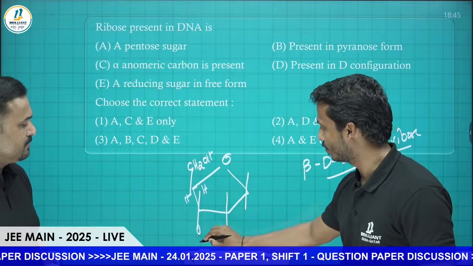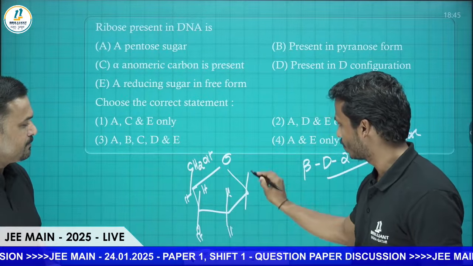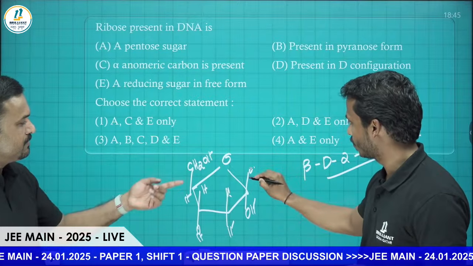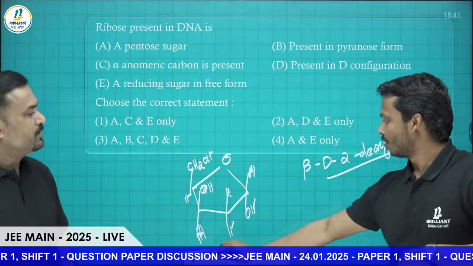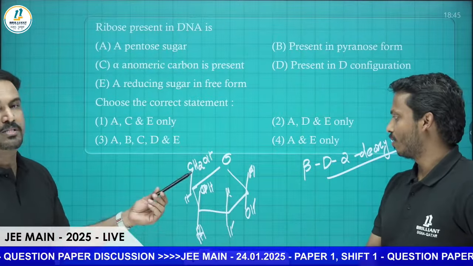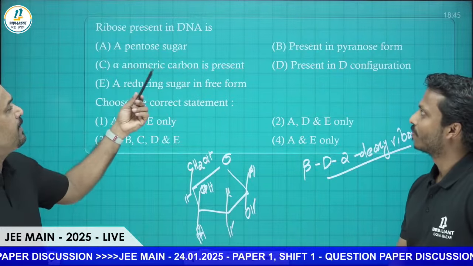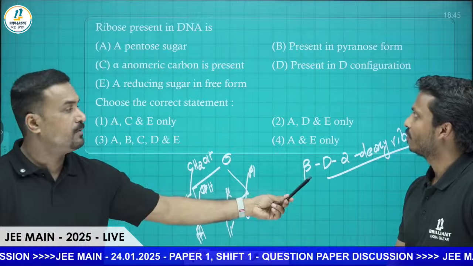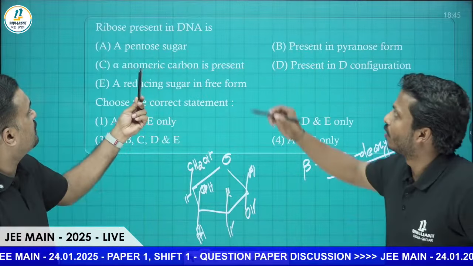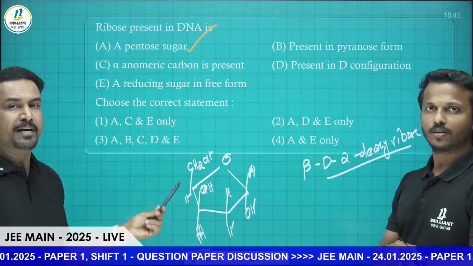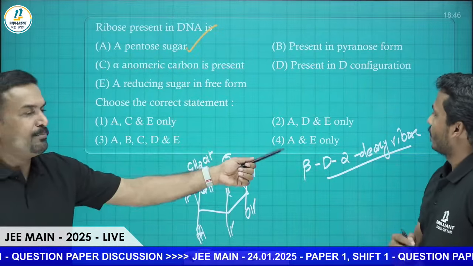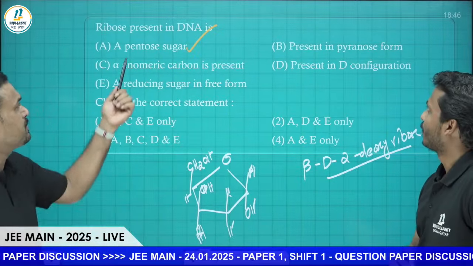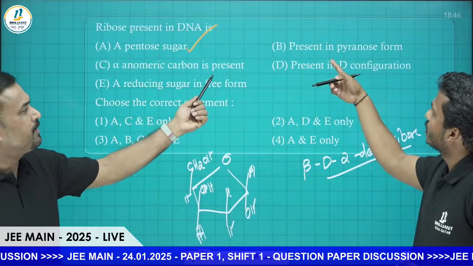H over there, OH there. So this is the beta D 2-deoxyribose, and you know that alpha anomeric carbon is present? No, it is beta. So the first one, pentose sugar, is correct. It's a 5 carbon sugar. We have deoxyribose and ribose, both are pentose sugars. So the second one is wrong, since it is given as alpha; it is beta.